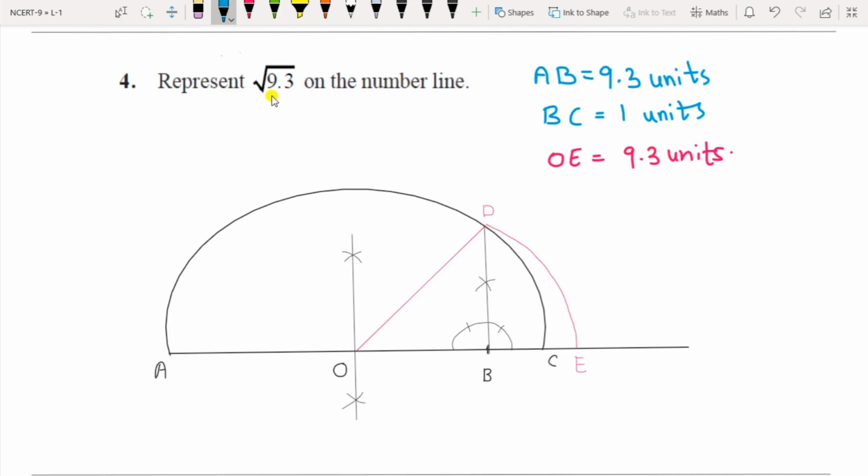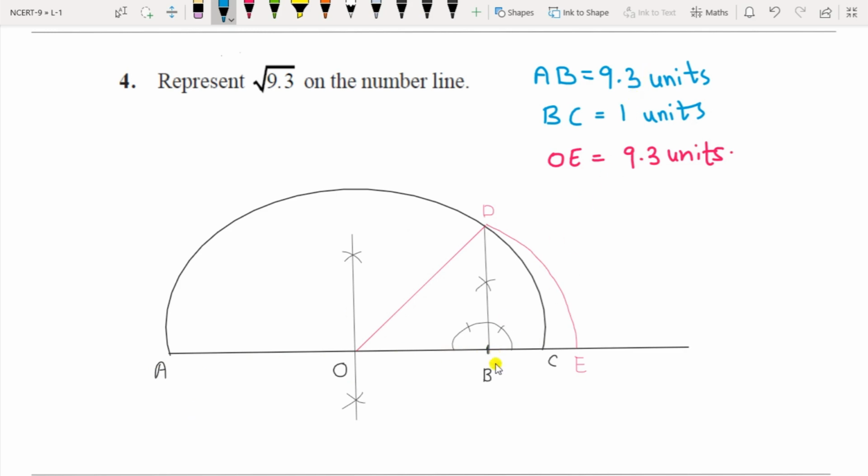Represent root 9.3 on a number line. So here this is an irrational number, and you have to denote this irrational number on the number line. So what you will do, first draw AB, which is equal to 9.3 units.